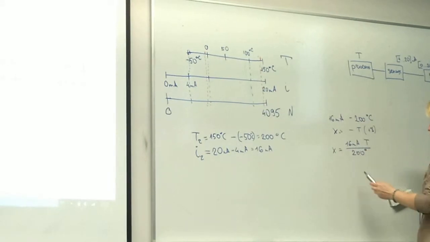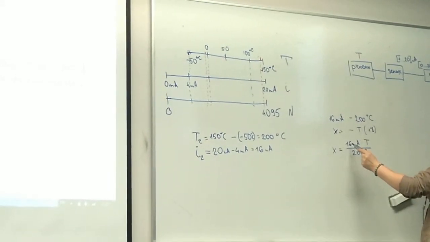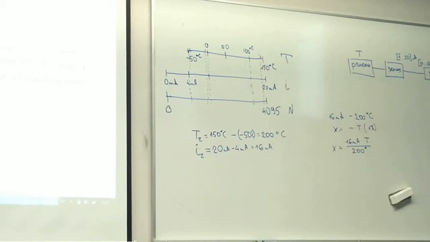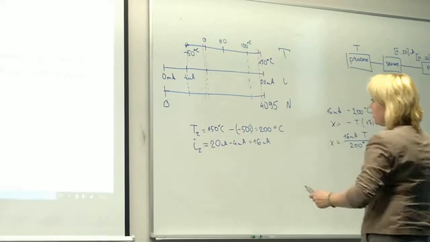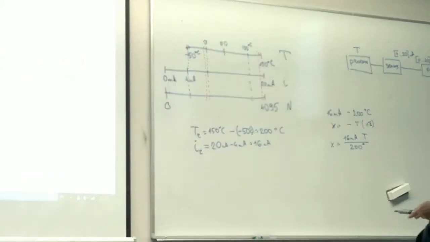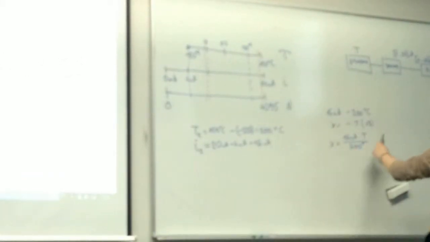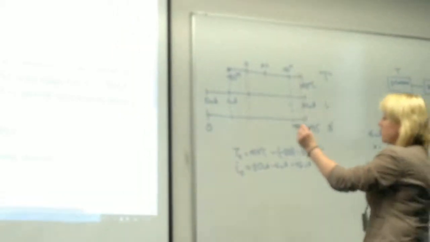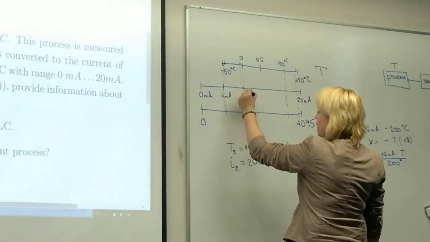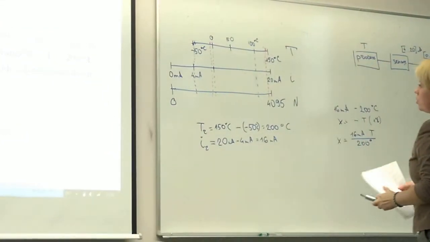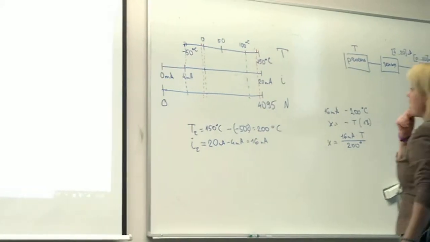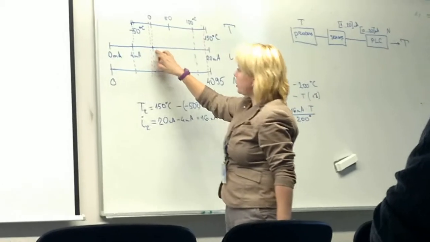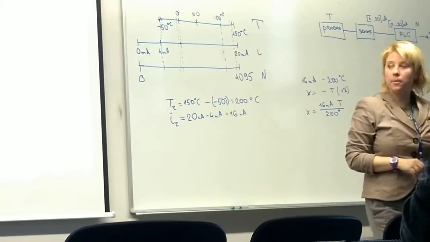So probably we could find something, but we have a problem, because currently the maximum value we will have here is 16 milliamperes, but our value is 20 milliamperes. So our signal should be shifted somehow. That basically means that we should know what value we will have for 0 degrees Celsius.